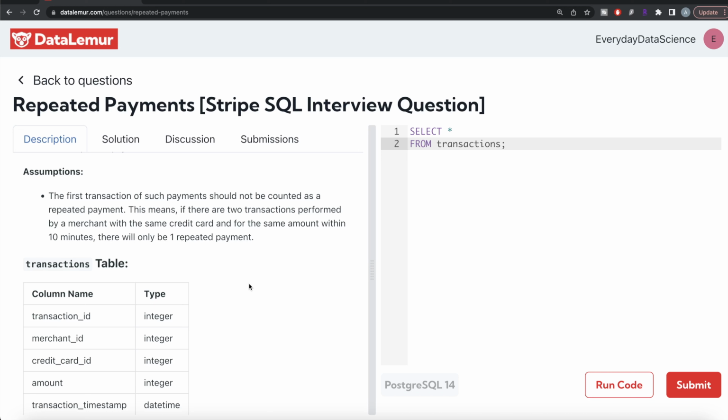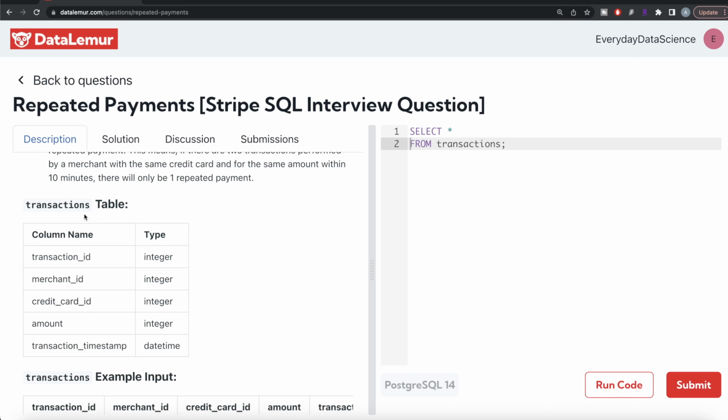So obviously there are in total how many transactions? Two transactions, right? So the repeated payment is the second one, right? If let's say within 10 minutes there are three transactions, so how many repeated payments are there? Two, right? So first one is not to be counted. So basically we have a table called transaction with 5 different columns: transaction ID, merchant ID, credit card ID, amount, and transaction timestamp, which is a date time.